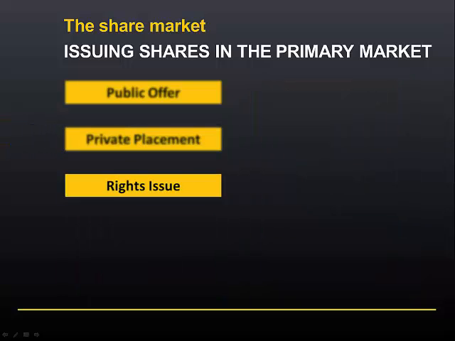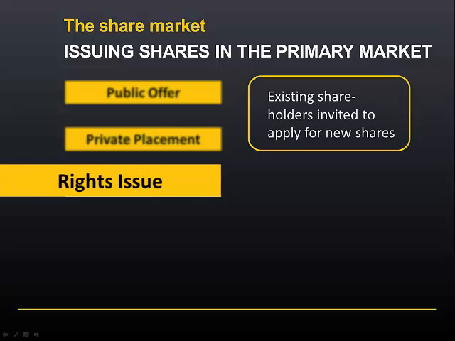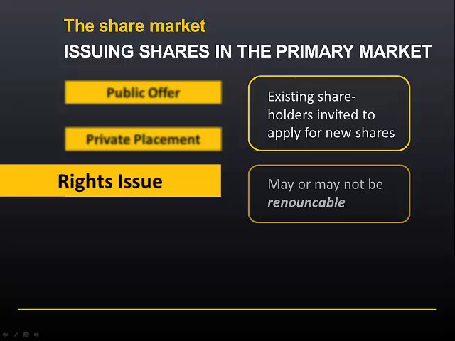A third method is a rights issue. Under a rights issue, existing shareholders are invited to apply for new shares. A rights issue may or may not be renounceable. If it is renounceable, then a shareholder who doesn't want to buy new shares under the rights issue can sell their rights to somebody else who can then buy shares under the rights issue. Under a non-renounceable rights issue, if a shareholder does not take up the right to buy new shares, then those rights are forfeited.